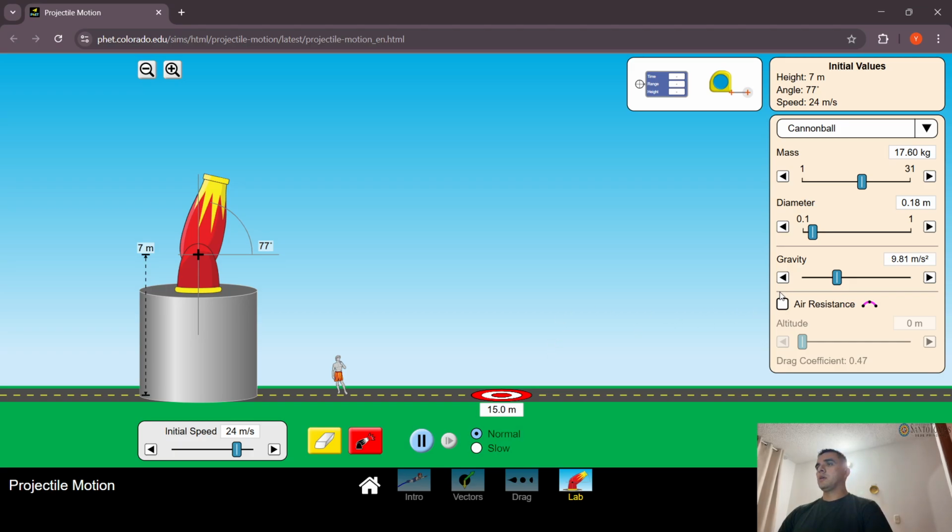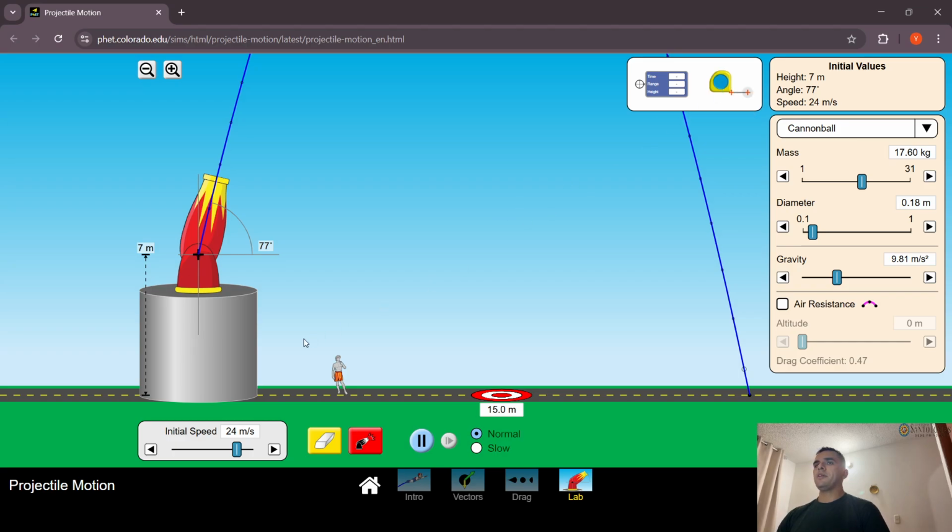As an example, I test the cannon with 77 degrees in a position of 7 meters height, with an initial speed of 24 meters per second, a mass of 17.60 kilograms, and a diameter of 0.18 meters. The gravity was just the standard. And when I shoot the cannon, we can see the trajectory of the cannonball, which is very long.